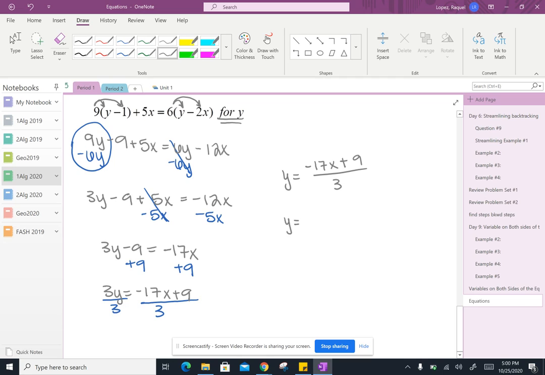And if you wanted to separate that, you can write it as negative 17x divided by 3 plus 9 divided by 3. But we know that 9 divided by 3 is just 3, so we can replace that with the number 3. And these are valid ways to write your answers.